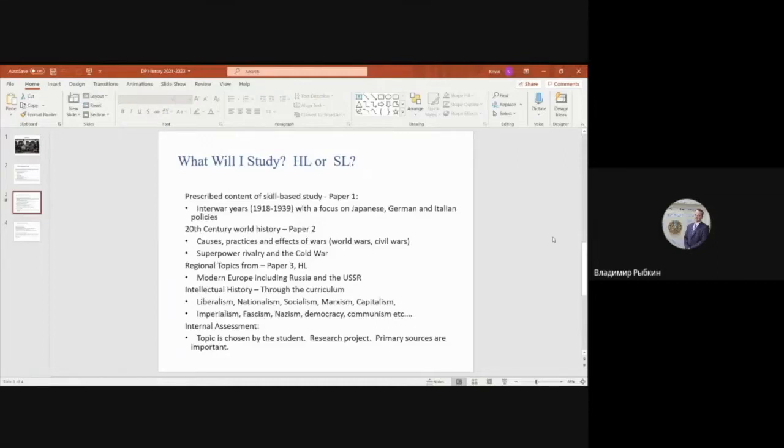You can see in this presentation some intellectual and good words like liberalism, nationalism. I don't know what they mean exactly, actually. I'm kidding. Yes, I know, but you will study all of them.